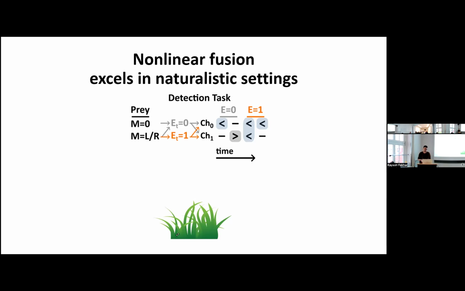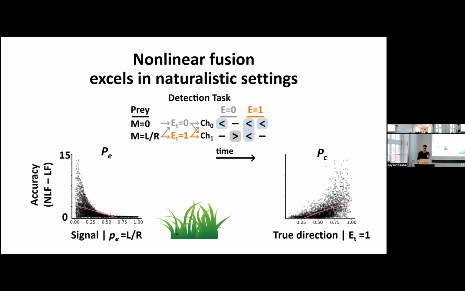We set this task up using a probabilistic model, which has 5 parameters. What we wanted to do was to explore the impact of these parameters on the difference between linear and nonlinear fusion. In other words, how does linear fusion compare to nonlinear fusion as we vary all of these parameters? We did that by randomly sampling thousands of parameter combinations and then calculating the difference in accuracy between the two algorithms using our ideal Bayesian observers. What I'm showing here, we're just going to focus on 2 of the parameters which are most important for this difference, which are PE and PC.